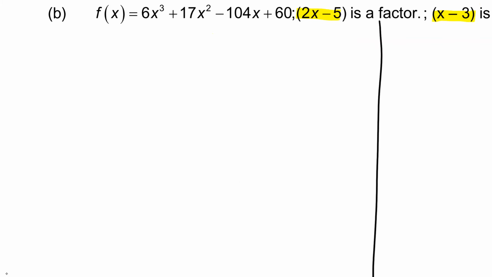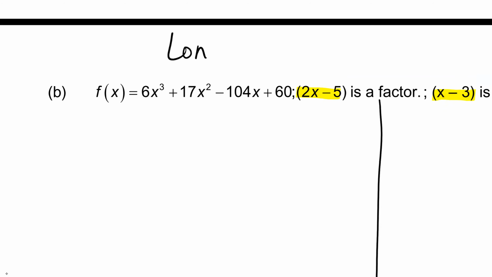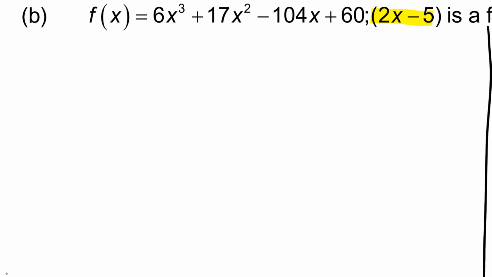Do you guys feel confident enough? You want to try the first one yourself? Yes, long division. We're still doing long division. So I want you to try the first one yourself. I'm going to show it on the board just to make sure you're correct. But go ahead, give it a shot.